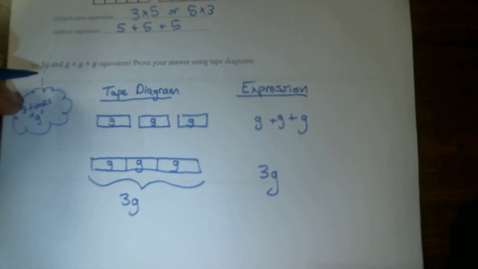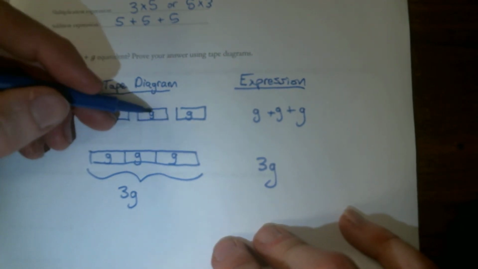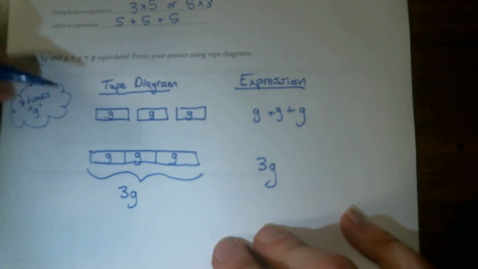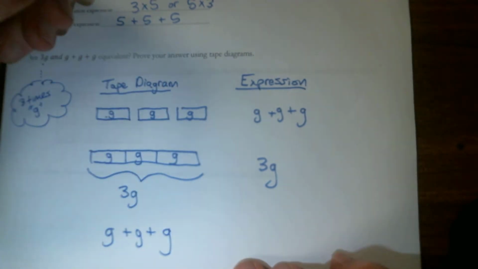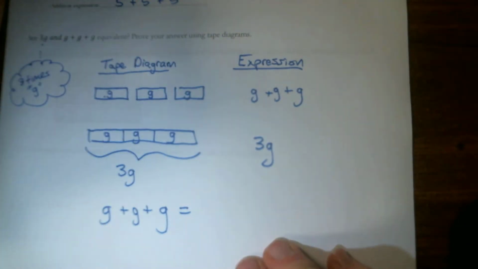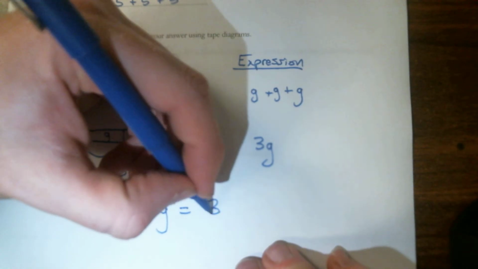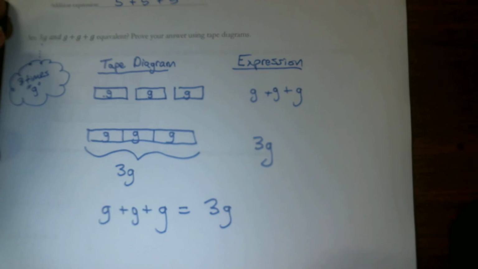So the statement we're trying to make here, we can see they're the same thing. The picture doesn't change from here to here. So I can say G plus G plus G is the same thing as 3G.